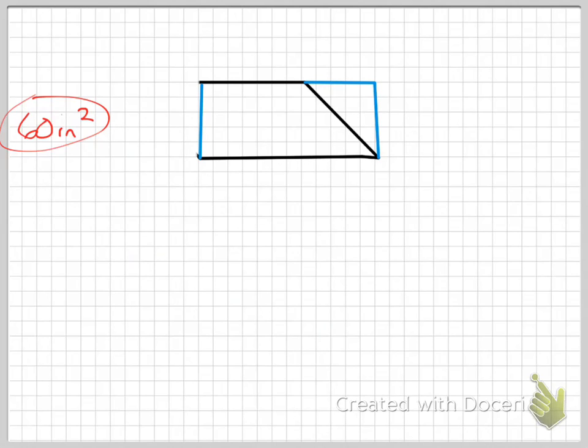And what was the height? 5. Do you see how it actually is 5 here? And the base is still 12. I didn't change the base. You see what I'm talking about? That's why for parallelograms, it's base times the height, because you could take off that chunk of a triangle and move it over to the other side, and it will make a rectangle.